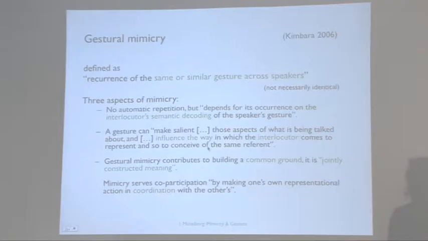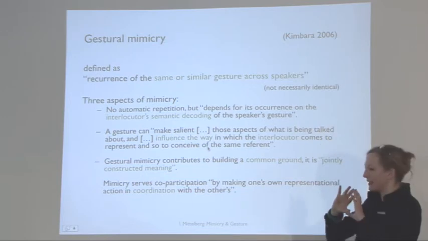A gesture can make salient those aspects of what is being talked about. So salient is also really a nice concept, really important also in cognitive linguistics, and influence the way in which the interlocutor comes to represent and so to conceive of the same referent. It's quite complex, there's a lot in there, you know.